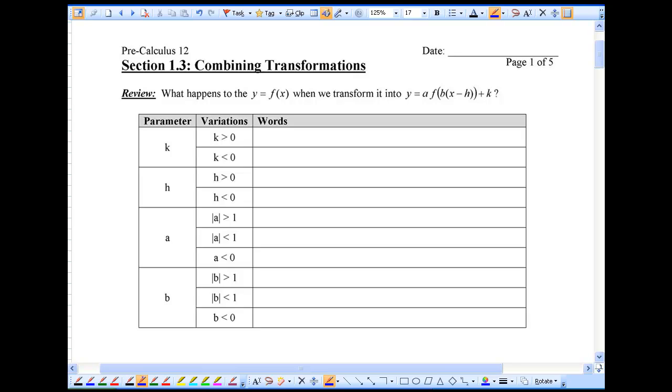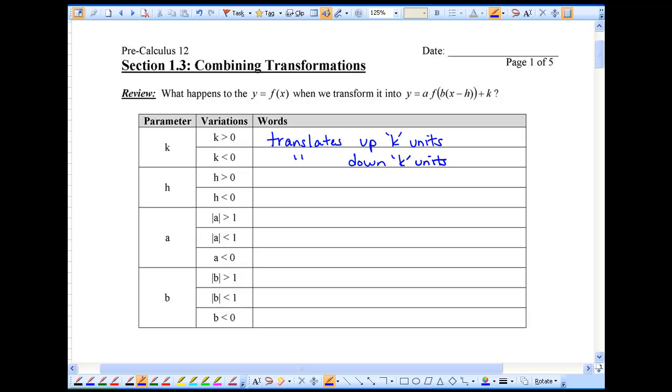When k is bigger than 0, what happens to the graph? And if you say it translates, that's good. Which way does it translate? And if you said up k units, congratulations, you actually learned something from section 1.1. If k is less than 0, of course this translates not up, but down k units.